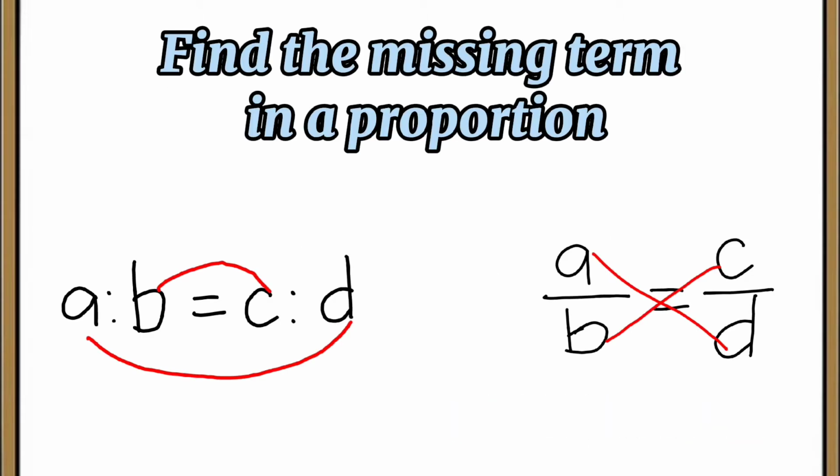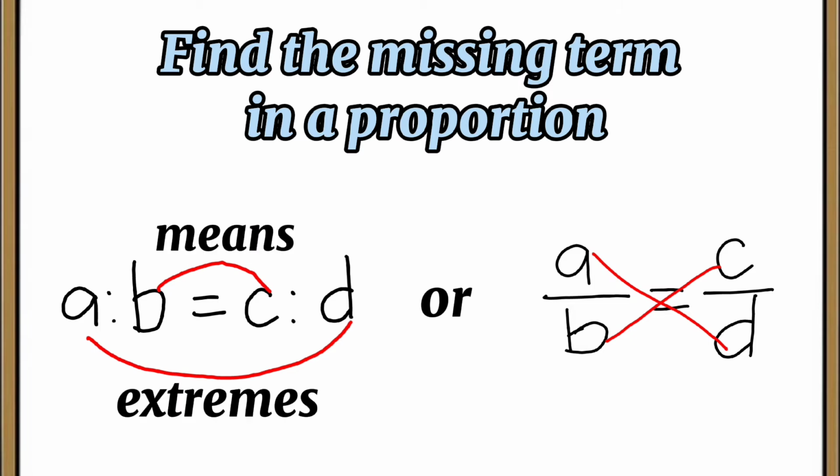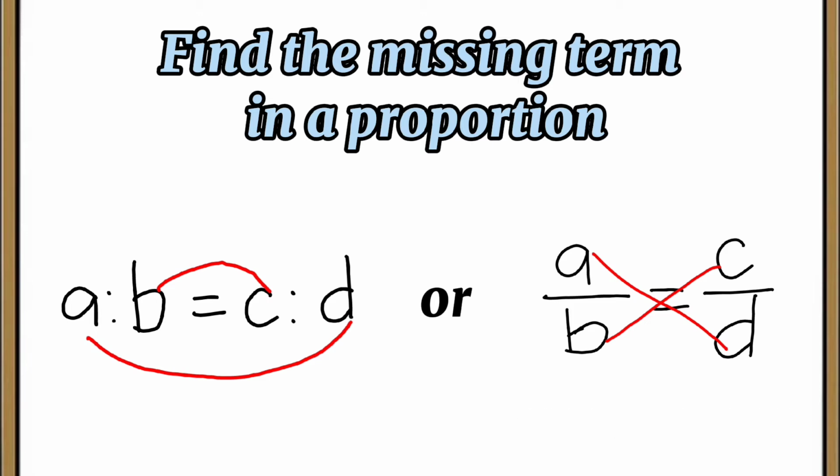Now let us proceed to finding the missing term in a proportion. We can find the missing term or the missing number in a proportion using any format. So we can use the column form or the fraction form. If we are going to use the column form, we will do this by multiplying the extremes and the means. And if we're going to use the fraction form, we will do this using cross products. So kahit alin sa dalawa, pwede mong gamitin. It's up to you kung ano yung para sa'yo ay mas convenient gamitin.